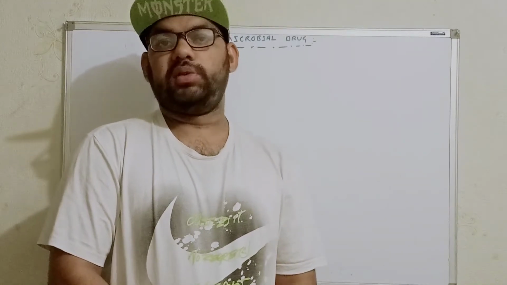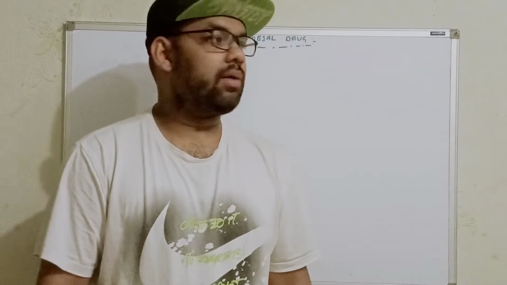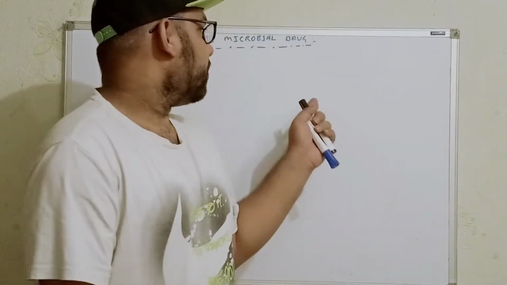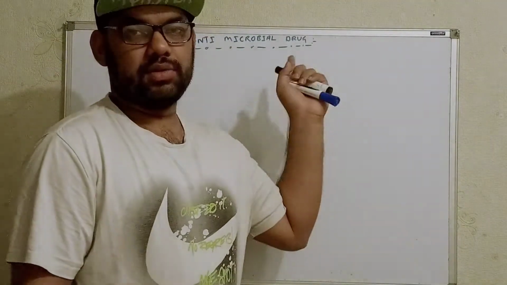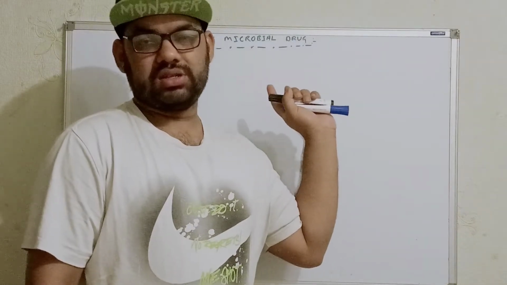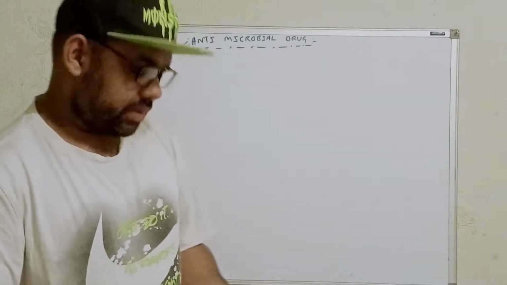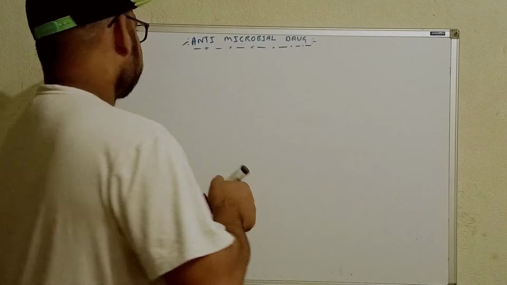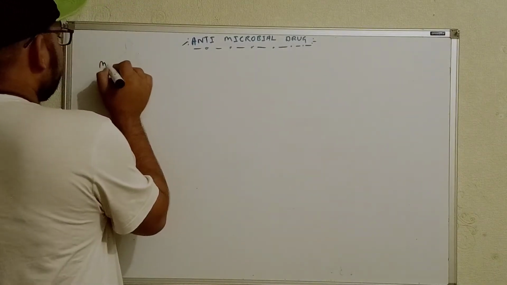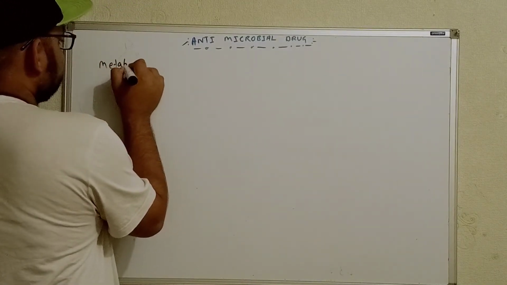Before starting the topic, let me say something. Within the antimicrobial drugs, there are various types, like the cell wall synthesis inhibitors, the protein synthesis inhibitors, nucleic acid synthesis inhibitors, or metabolism inhibitors. Today we'll talk about the metabolism inhibitors in the case of nucleic acid synthesis. So let's talk about this point. First of all, we will talk about the metabolism inhibitors.